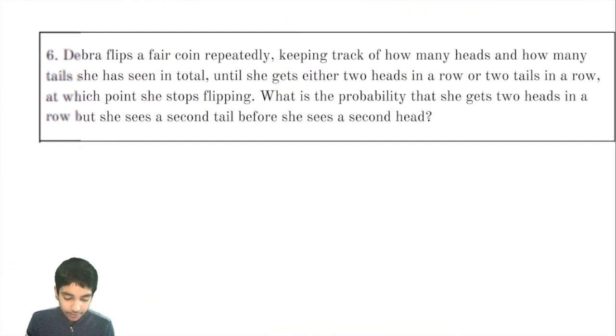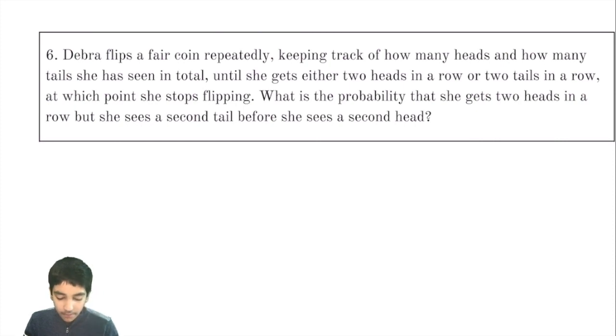Now let's take a look at the last problem. Deborah flips a fair coin repeatedly, keeping track of how many heads and how many tails she's seen in total, until she gets either 2 heads in a row or 2 tails in a row. What's the probability she gets 2 heads in a row, but she sees the second tail before the second heads?